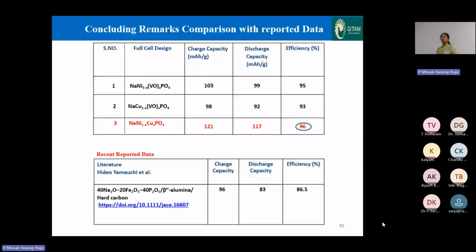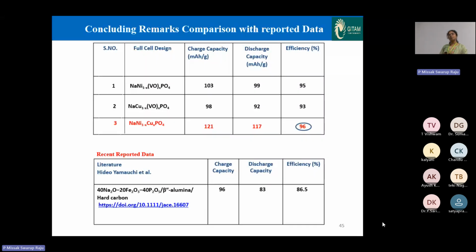In the full cell also, the efficiency is increased compared to the remaining full cells. So that's why this is the better one. The combination of nickel and copper full cell is better compared to the remaining two full cells. Compared to the individual nickel and copper, the combination of nickel and copper is the better one. So automatically the efficiency also increases compared to the remaining samples.